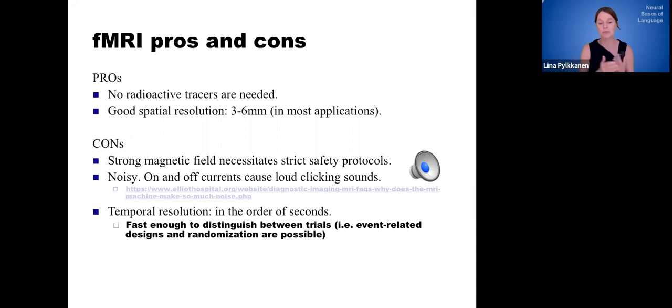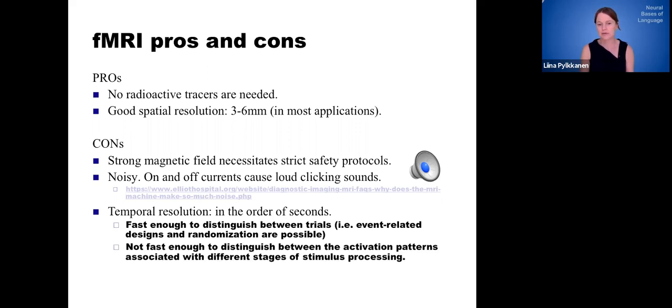So you just see the same type of stimulus for a while, and then the type changes. But it is not fast enough to distinguish between the activation patterns associated with different processing stages of a single stimulus. So for example, if you listen to a word and you take an fMRI image of the activations elicited by hearing that word, you will get just a single image that represents all the different processing stages. So that's a limitation.